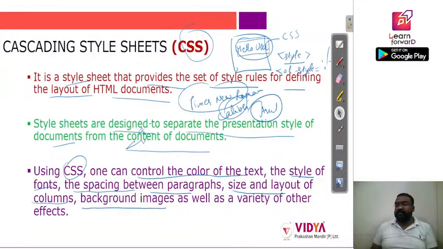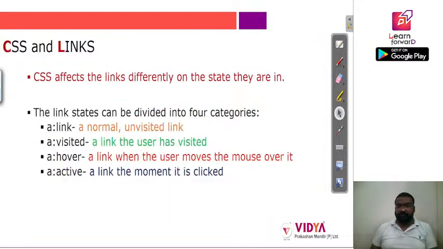And also we can set the background images, or we can change their variety. That means we can make a background image either with transparency. We can set its height and width. So all these properties we can set with the help of CSS.